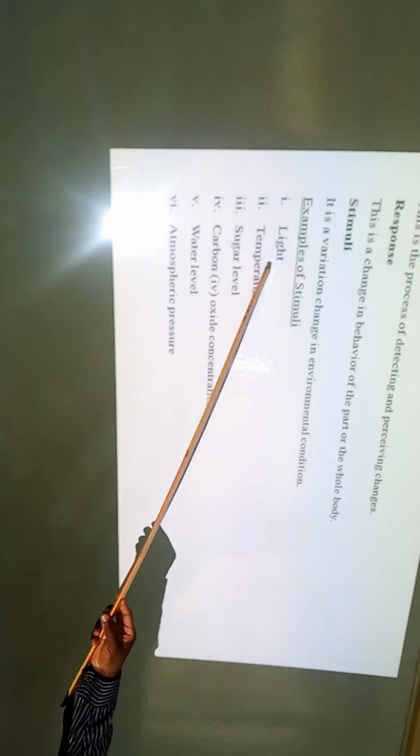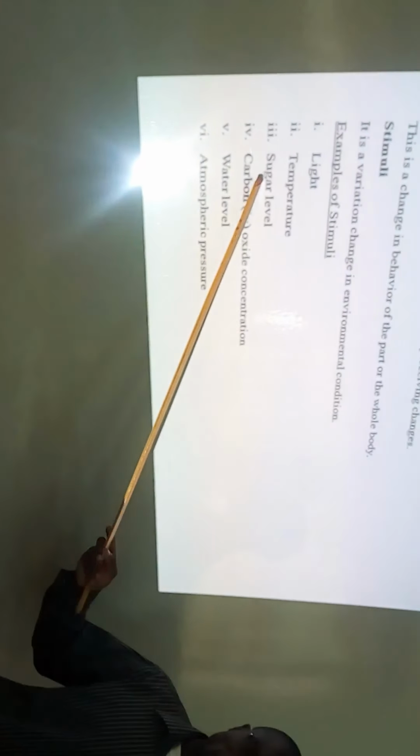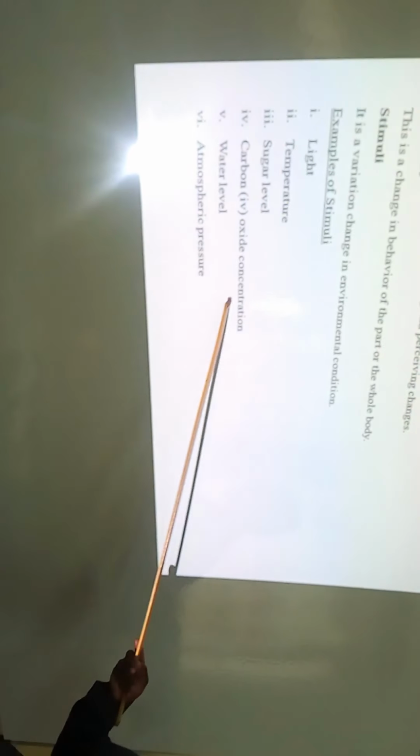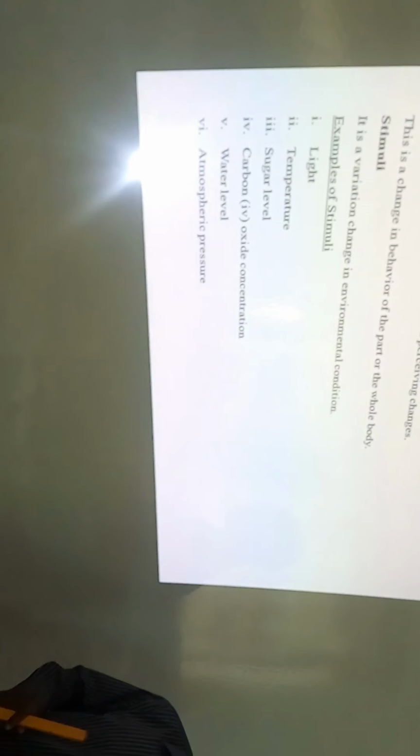Under stimuli, we have various types of stimuli, and there are: one, light is a stimuli because it evokes a response or it changes the behavior of the part or the whole body. Temperature is a stimuli. Sugar level in blood is a stimuli. Carbon dioxide concentration is a stimuli within the body of an organism. Water level is another stimuli within the body of an organism.